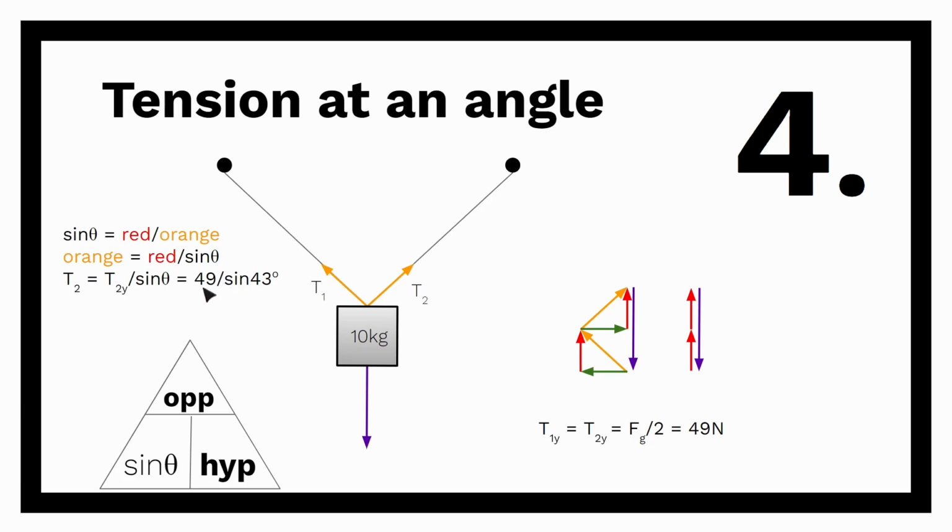So, like I just said, 49 newtons divided by the sine of 43 degrees, and you get 71.85 newtons. Now, this should make a little bit of sense. Visually, these should be 72 newtons. This is 98 newtons. So these should be about 3/4 of this length, which checks out. And that's the whole hypotenuse. The vertical part is only halfway.